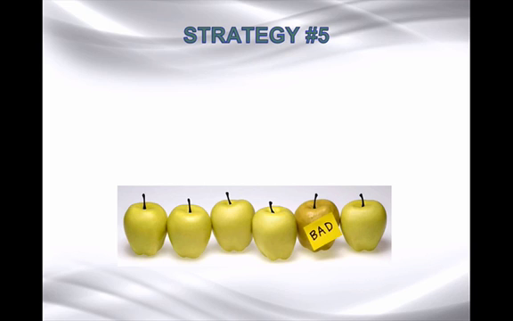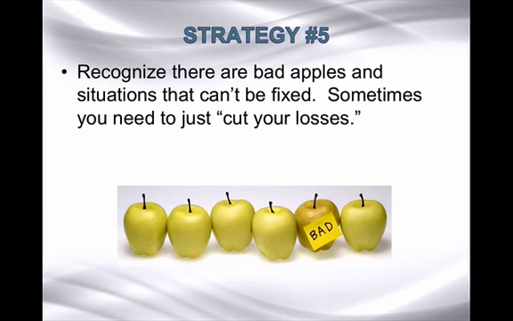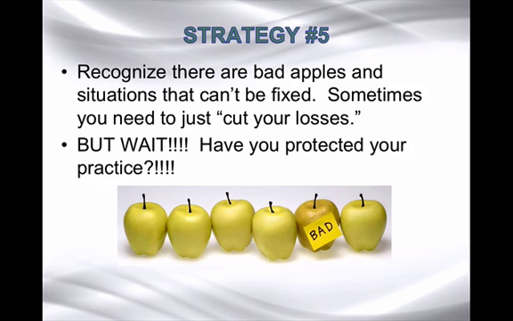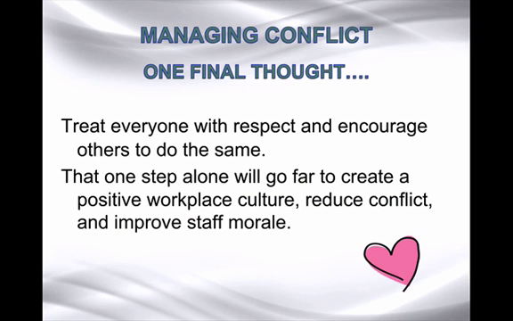And strategy 5, recognize you can't fix everyone. You can have job descriptions, handbooks, you can make everything clear, you can warn, you can discipline, and nothing works. Sometimes you just have a bad apple and you have to realize the situation can't be fixed. You just need to cut your losses. But before you do, make sure you've protected your practice. Make sure you've made all that documentation clear that you have tried everything. You have given them warnings. You've tried and you've been fair, because that's going to go a long way to help you defend an EEOC action or a lawsuit.